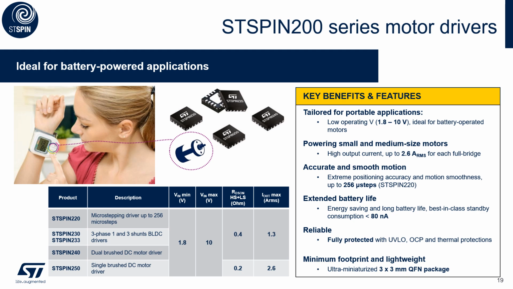driver. All the part numbers work from 1.8 up to 10 volts and have an RDS(on) of 200 milliohm. The current output is approximately 1.3 amp RMS, and all the products have a standby mode, which is best in class with a power consumption of typically 10 nanoamps, which extends the lifetime of the battery. It also offers the ST typical protections like undervoltage lockout, overcurrent protection, and thermal protection, and all the part numbers come in a 3x3mm QFN package.